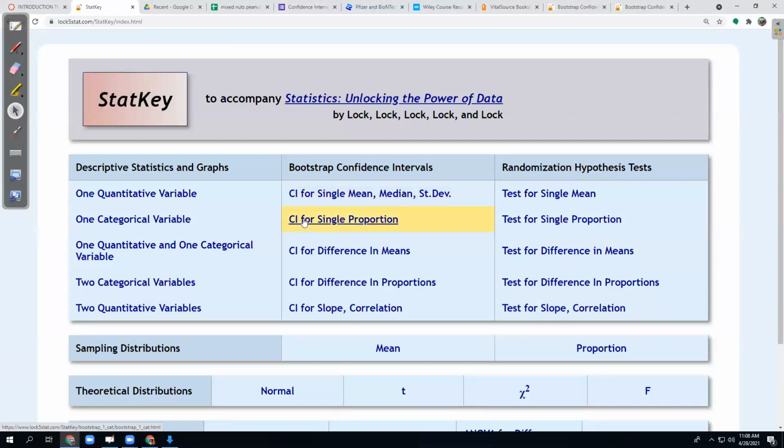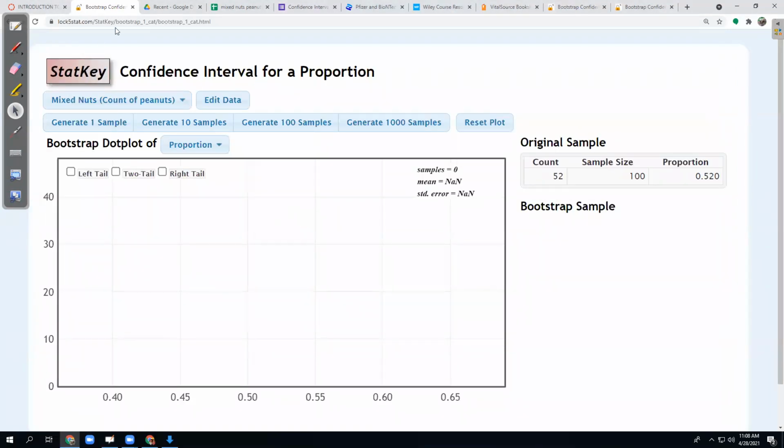because the claim is that there's about 50% peanuts, or maybe less than 50% peanuts. When we start looking at a thing like that, that's a proportion, not a mean, but they behave similarly. So I'm gonna put this link in the chat to get you there quicker, for those of you watching this in the future.